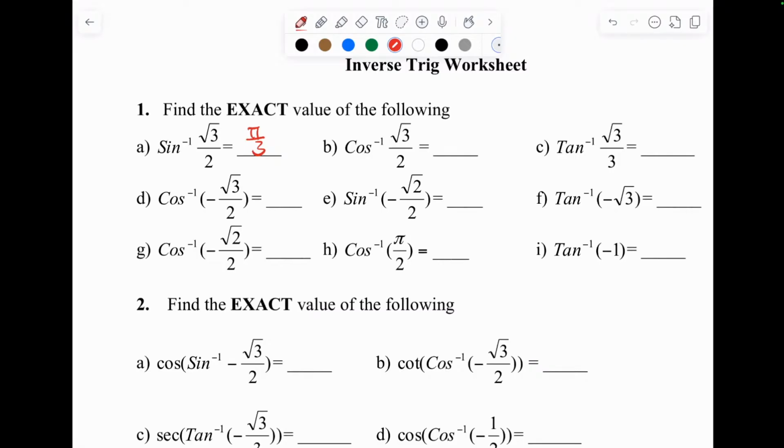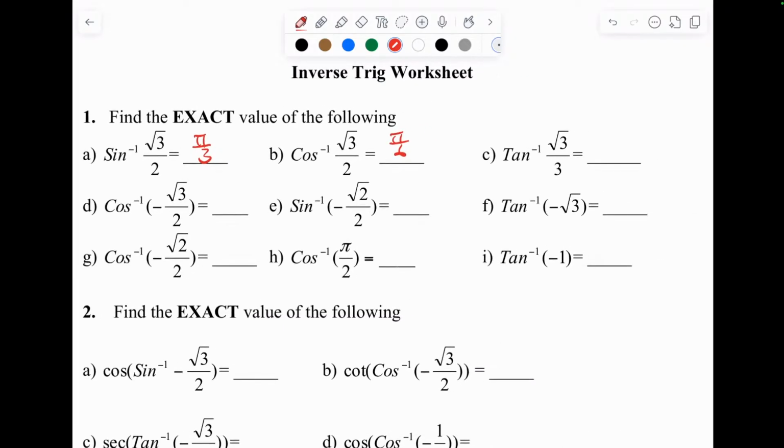Kennedy? Pi over 6 is good. Tan inverse of square root 3/3. Josiah? Don't look at it. Pi over 6 is good. Okay.